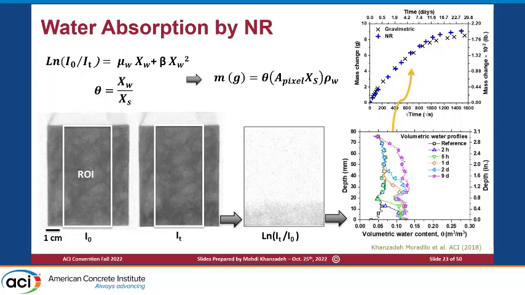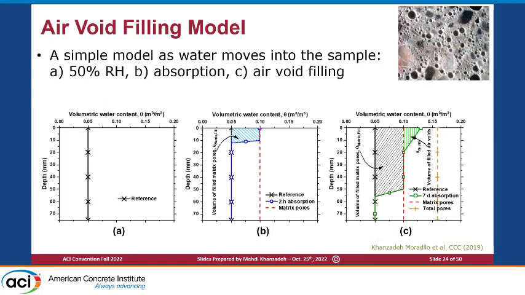So this technique is first, but that's not the main purpose of use of this technique. The main one is basically what we are trying to do here, to understand the difference between the air void filling and matrix pore filling, right? So we developed this simple model. Basically, the start point, shown at the left side, is the initial state when you are exposing your sample to 50% degree of saturation. Then you start absorbing water. Then you're going to start absorbing into the matrix pores, as shown at the middle point, middle image. And then at the right side, after some point, you're going to start filling the air voids.